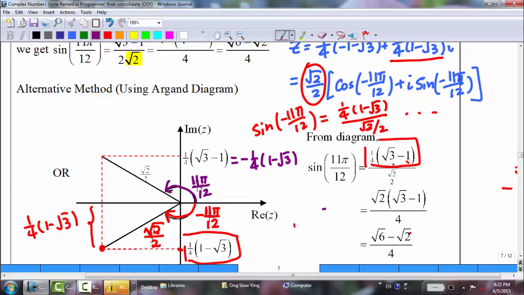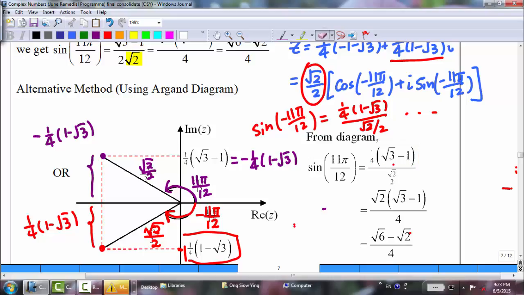Okay, so now if you want to find sine of 11 pi by 12, this angle, opposite over hypotenuse, opposite is just y here, which is negative of 1 quarter, 1 minus square root of 3. Hypotenuse is this one, which is square root 2 over 2, which is actually the modulus of the complex number. So if you look at it now, it makes sense, right? You get this answer.